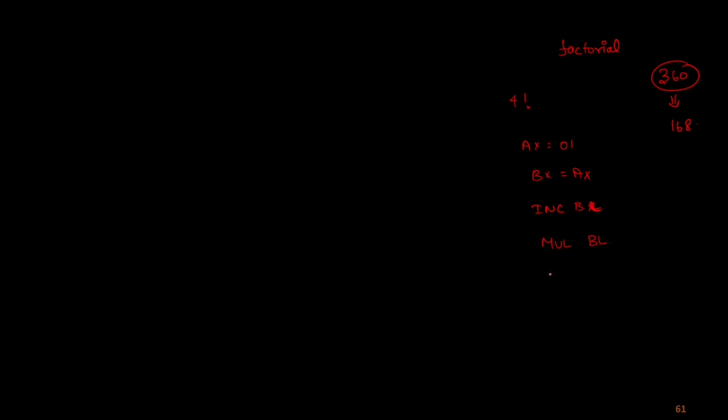After that, I have to decrement my CL. It is going to be a count register. For 4 factorial, your CL should be 4, right? This is the logic we have seen. After that, we have seen 2 logics: a compare operation, and after that jump carry verification. Or else I can check for jump not zero. Until then, the loop has to continue again and again to this point.